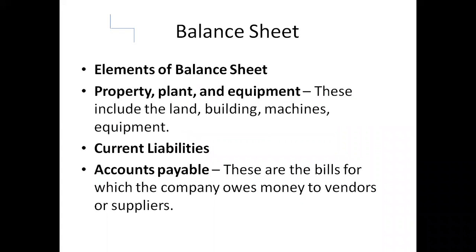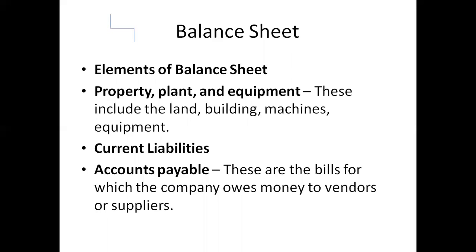Good morning. This is the continuation of the class on the balance sheet. We have elements of the balance sheet. Under this, we have property, plant, and equipment. Now, these include land, building, machines, and equipment. We have also current liabilities. Now, these include accounts payable. These are bills for which the company owes money.